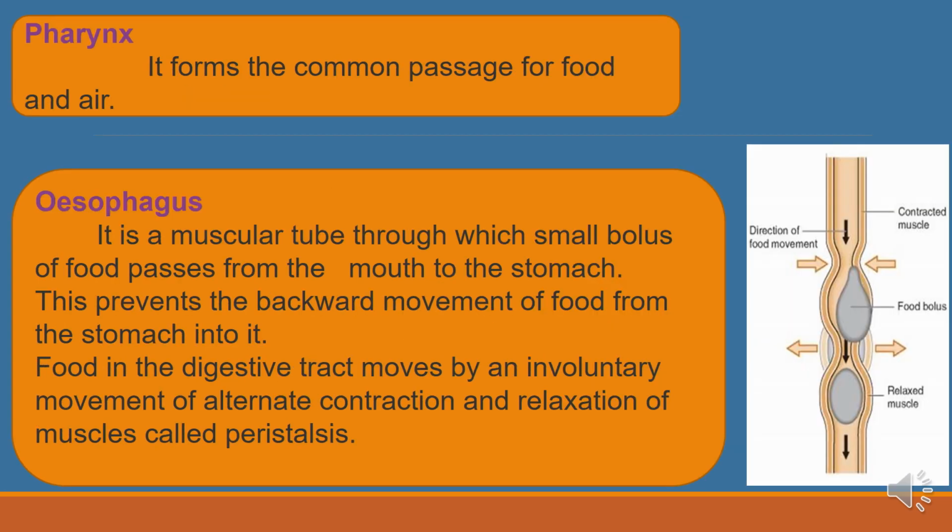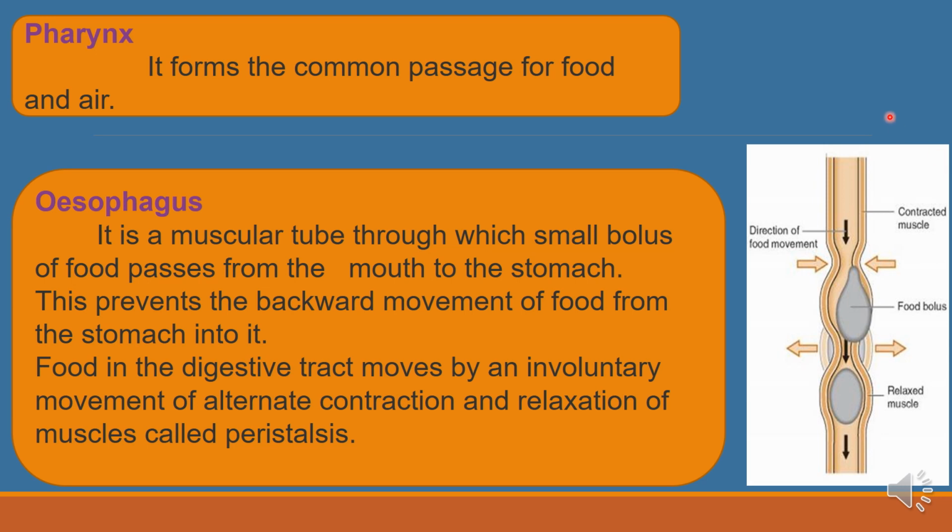Then pharynx. Pharynx is a common passage for food pipe and windpipe. Esophagus. Esophagus is a muscular tube. It is also known as food pipe. The food which is swallowed by the mouth will move to the stomach by this esophagus by peristaltic movement. Now what is peristaltic movement? Peristaltic movement is the involuntary movement of alternate contraction and relaxation of muscles, okay.